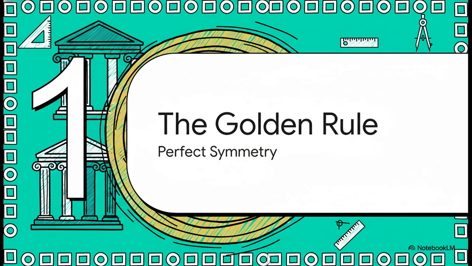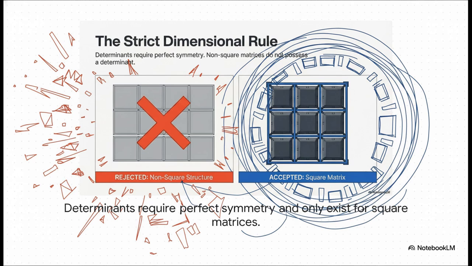Okay, but before we can even get this number, there's one non-negotiable law of architecture we absolutely have to follow. You can think of it as the golden rule for determinants. And that rule is all about perfect symmetry. You can only calculate a determinant for a square matrix. That means it has to have the same number of rows and columns, like a 2x2 or 3x3. If you have a non-square structure, nope, it's rejected. You just can't find a determinant for it. The system has to be balanced.